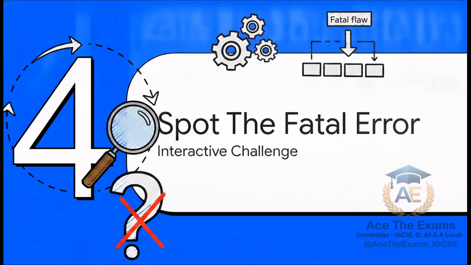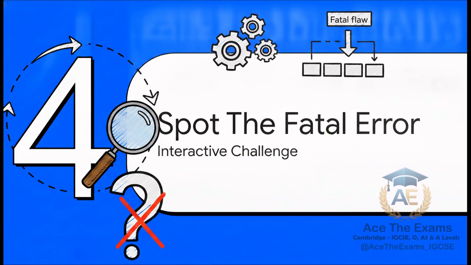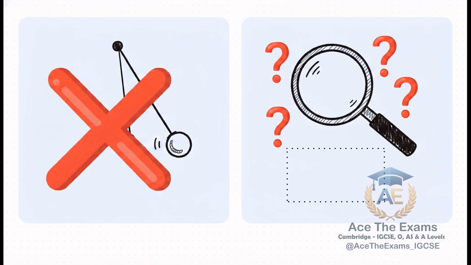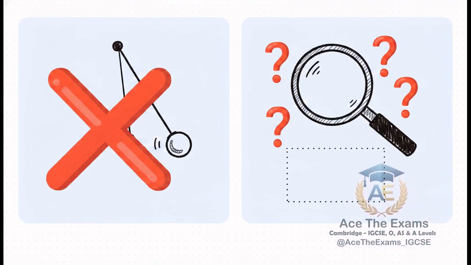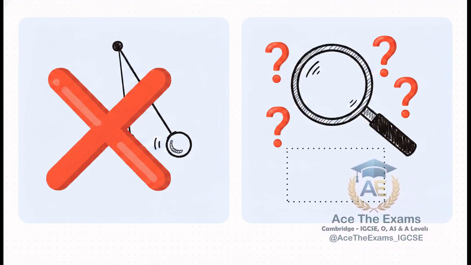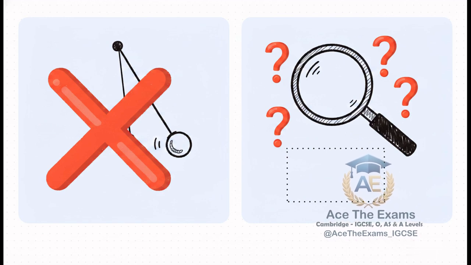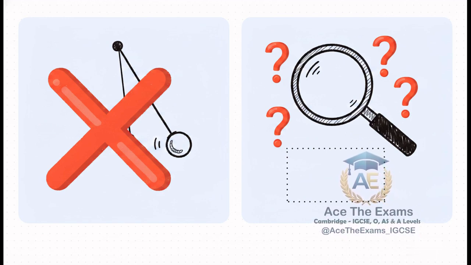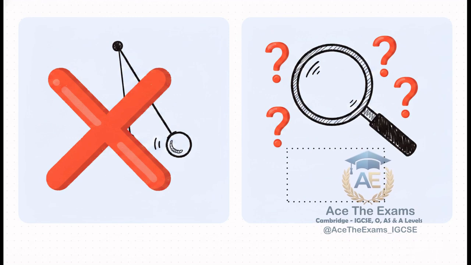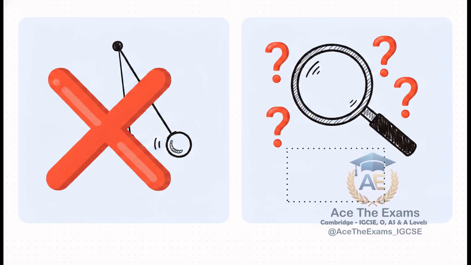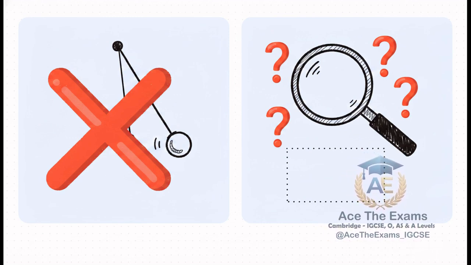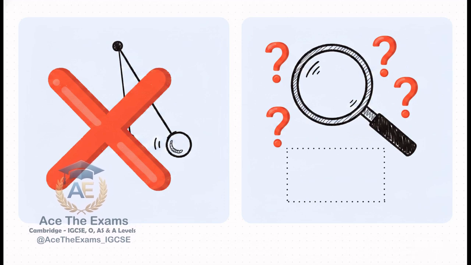Let's try it out in Section 4, Spot the Fatal Error, Interactive Challenge. All right, it's time to actively apply this 4-step framework. Let's look back at our original 0-mark answer. Release the bob and time the swing. I want you to pause for a second and predict exactly why this vague instruction completely fails the evidence/data and examiner wording steps of our framework.